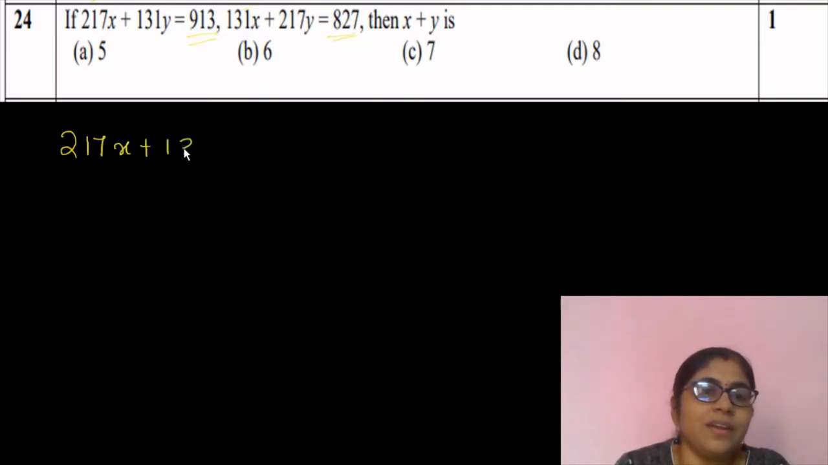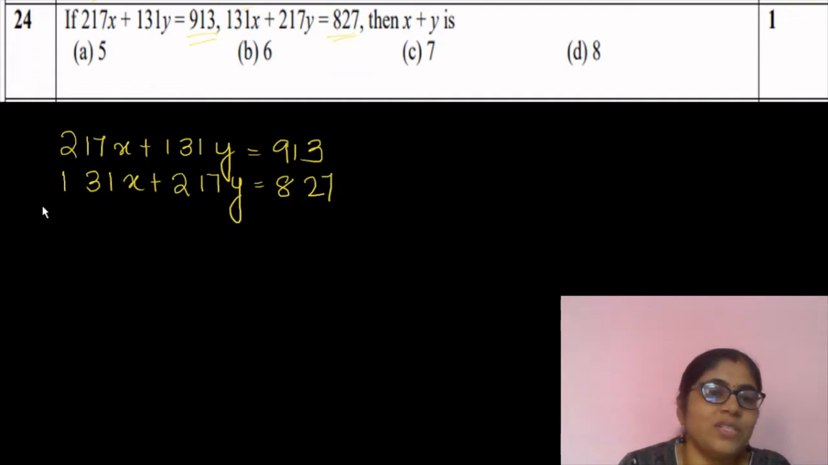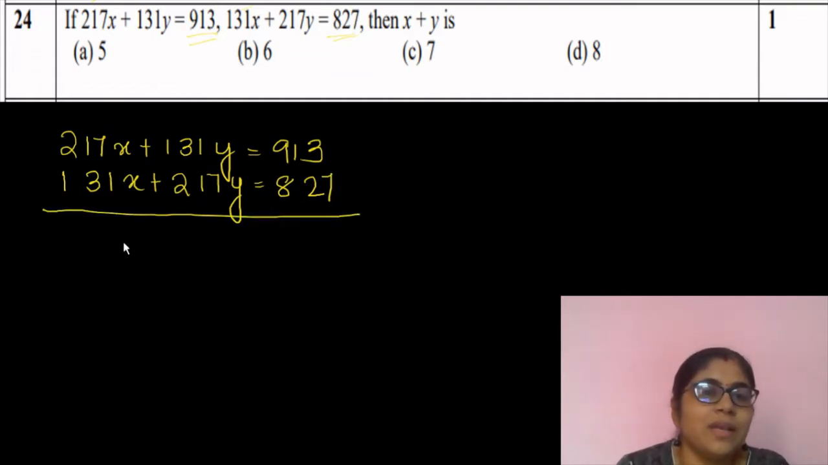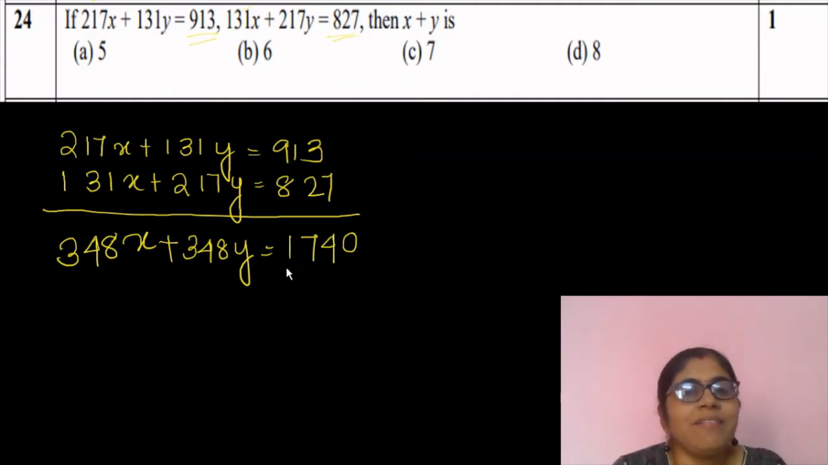217x plus 131y equals 913, and here 131x plus 217y equals 827. So let's add these two equations. So x, it will be 348 (8, 4 and 3) plus 348y equals 1740 (7 plus 3 is 10, 0, 1, here 4 and 9 plus 8, this is 17).